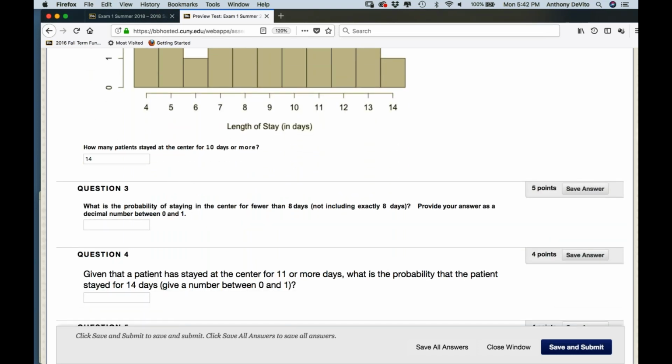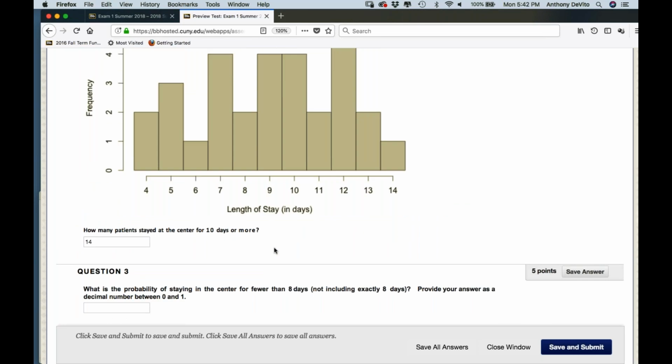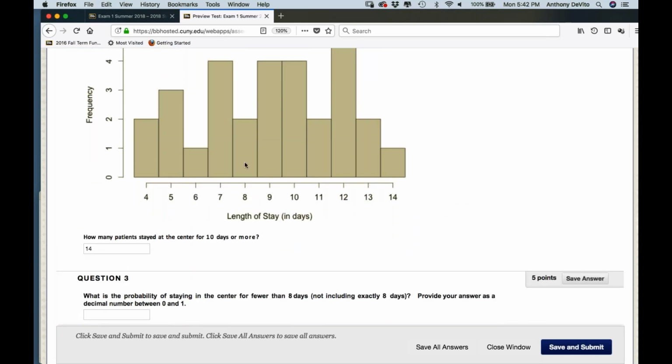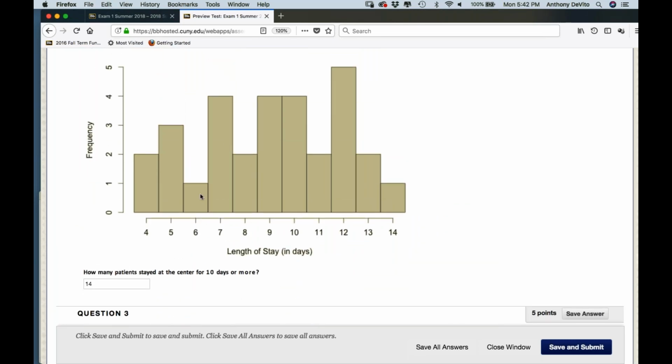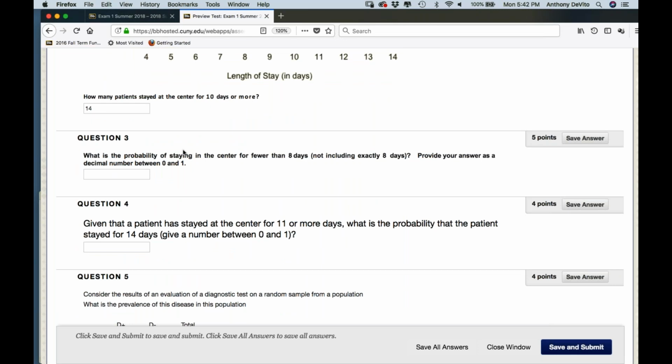So what's the probability of staying in the center for fewer than 8 days, excuse me, not including 8 days. I shoved that in there. I shouldn't have needed to, but not including 8 days would be 4, 5, 8, and 2 is going to be 10 people.